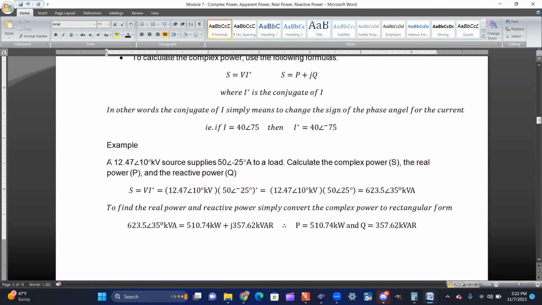So here's an example. You got a 12.47 kilovolts at an angle of 10 degrees source supplies 50 amps at an angle of negative 25. So before I go any further, you should be able to look at this and tell me whether or not the load that this source is supplying is inductive, mostly inductive, or capacitive as it relates to the reactive power.